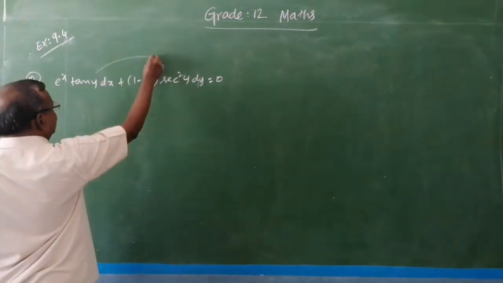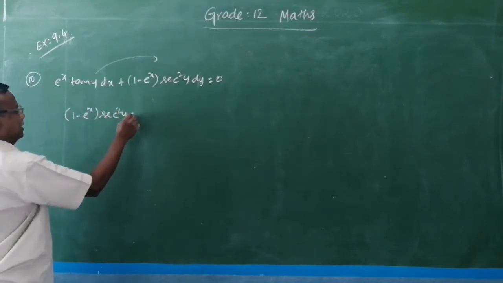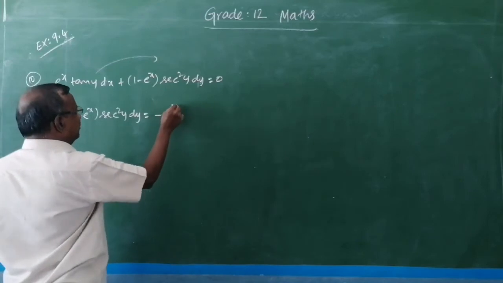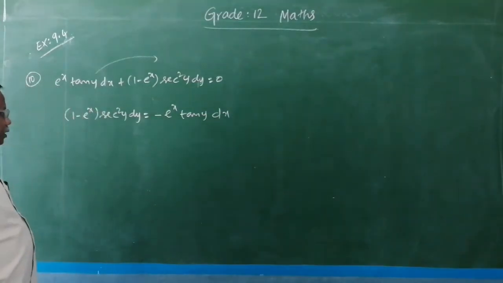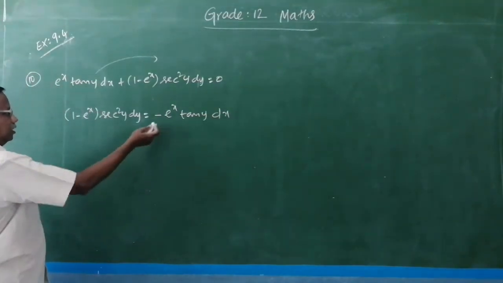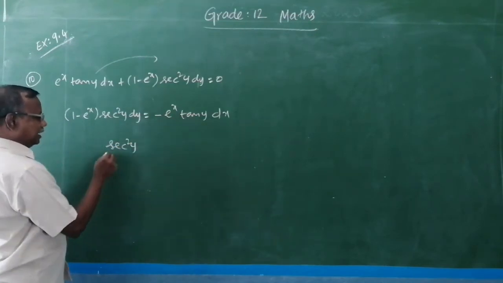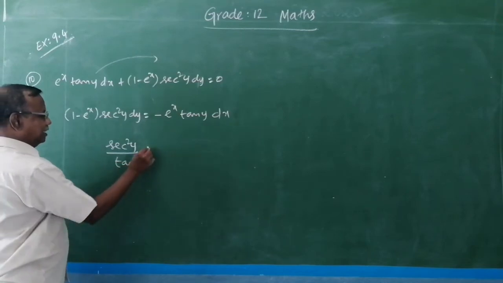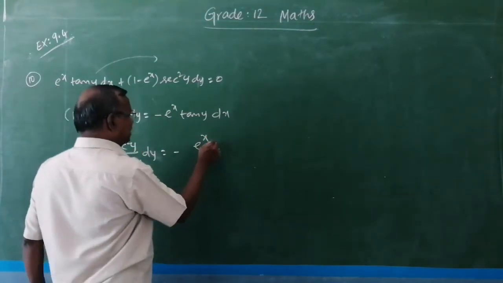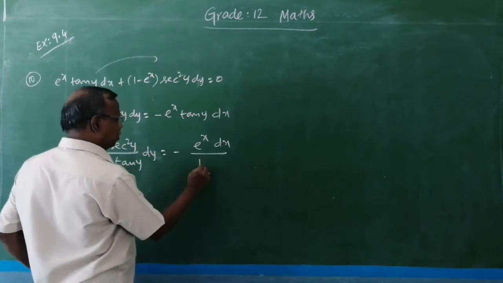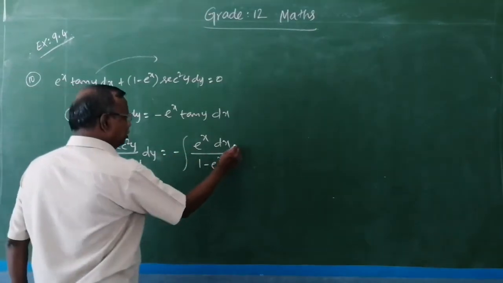So bring the dx term there. So it is 1 minus e power x secant square y dy equal to minus e power x tan y into dx, and separate the variables according to dx and dy. So write it as secant square y divided by tan y into dy equal to minus, in the numerator e power x into dx, the denominator is 1 minus e power x. Now integrate here itself, put plus c.